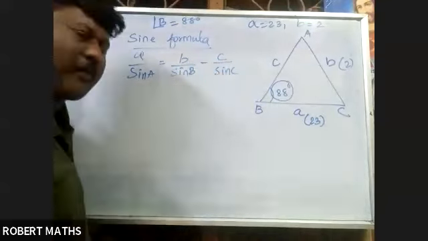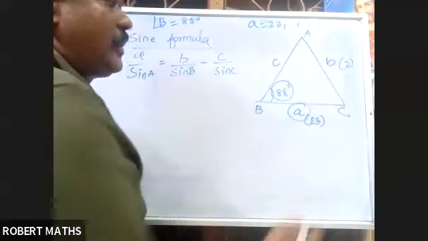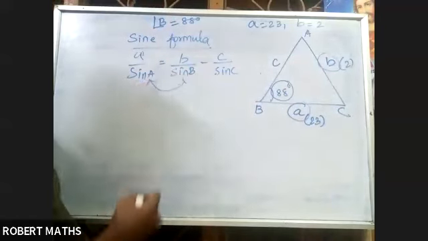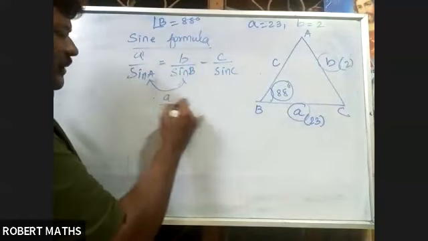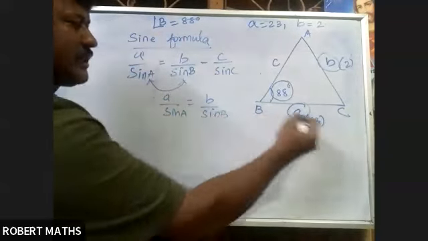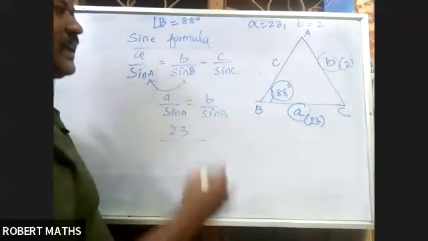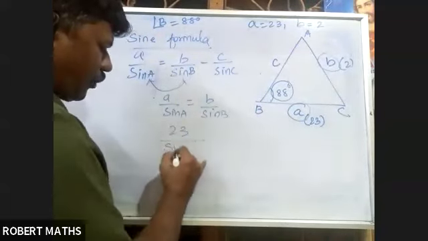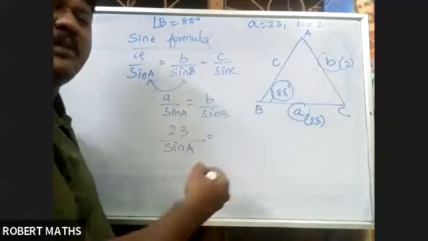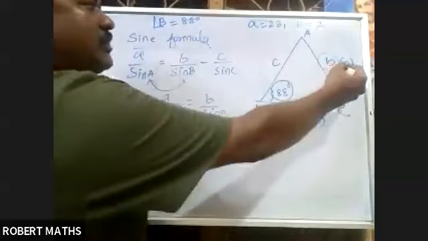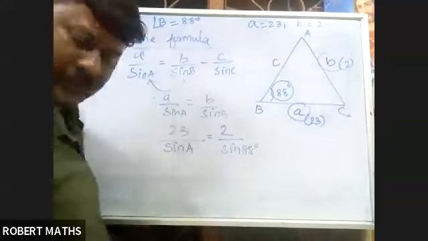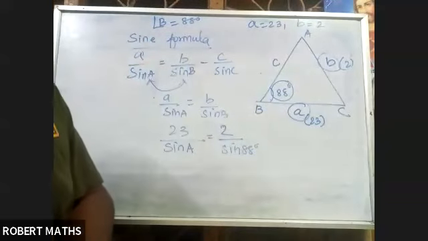Now see what is given here. What are the things given? a is given, b is given, and angle B. So take only two and compare. I can take a by sine A is equal to b by sine B. Your small a is 23, divided by sine A. I don't know sine A. And next, b by sine B: what is your b value? It is given, 2 divided by sine 88 degrees.